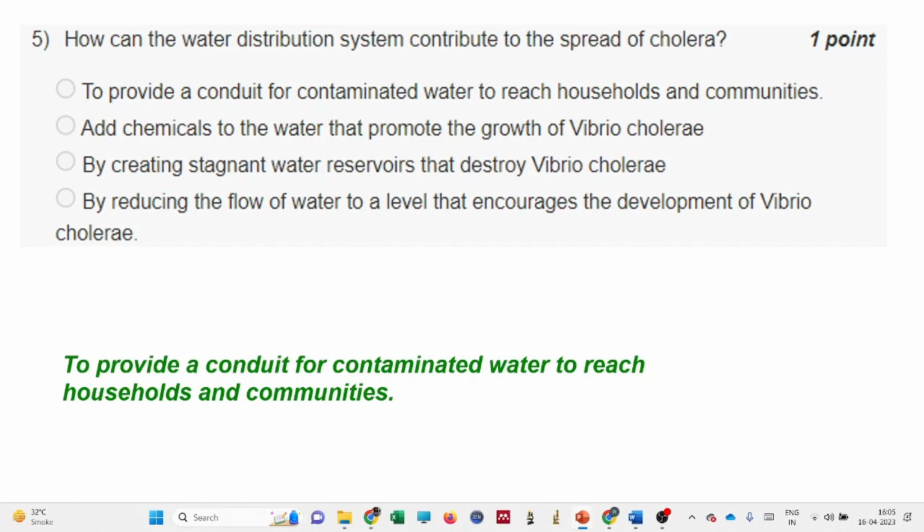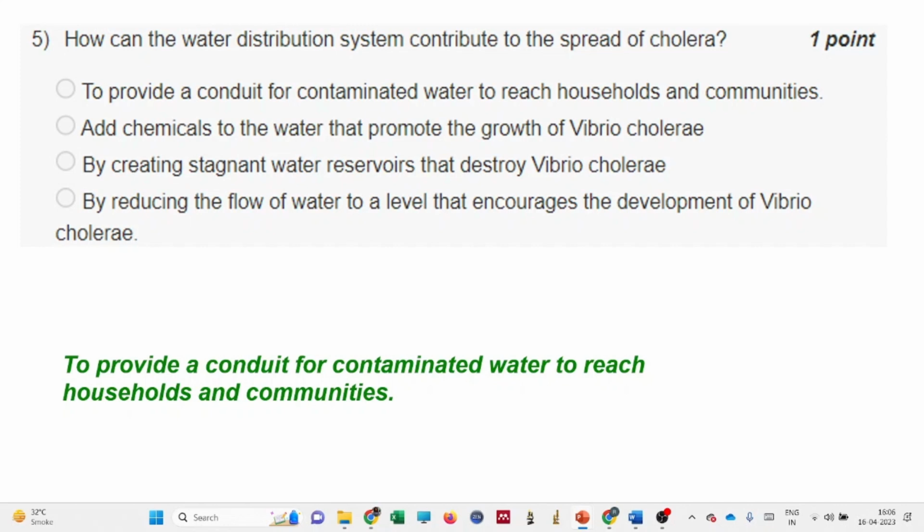Then there's lack of access to clean water. So in some areas, the water distribution system may not be able to provide clean water to all the residents. And this can lead to a situation where people are forced to use contaminated water sources, such as rivers and ponds, which can be a source of cholera bacteria.